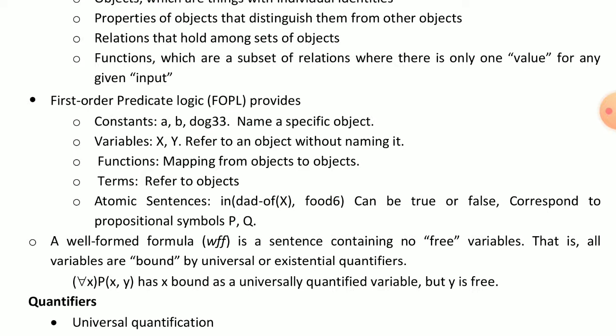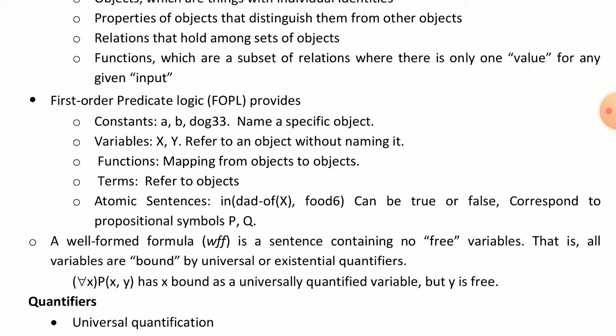Now a well-formed formula, WFF, is a sentence containing no free variables. Here no variable is free, meaning it is used in different objects. That is, all variables are bound by universal or existential quantifiers. Here we can use all the variables and the bond between different variables.